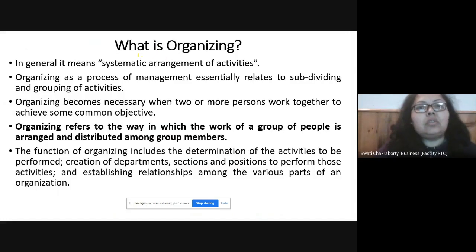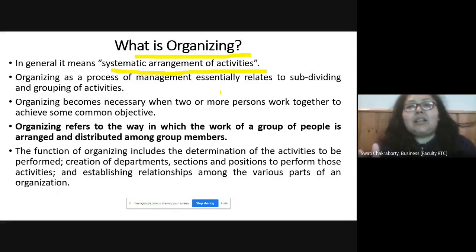So let's start with the definition of organizing. Okay, so what does it mean? It means a systematic arrangement of activities. Like when a work has to be done, what happens? There has to be a process for how the work has to be done. That entire work is divided into small tasks, and how do we go about it?